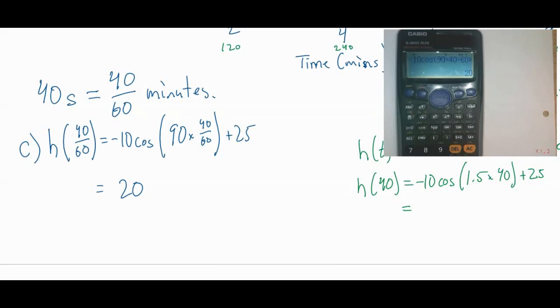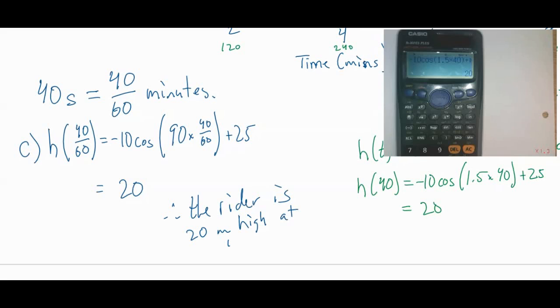Now I'll do the other one, which is over here. Negative 10 cos 1.5 times 40, close bracket, plus 25. 20. Exactly the same. And it better be. Therefore, the rider is 20 meters high at 40 seconds.